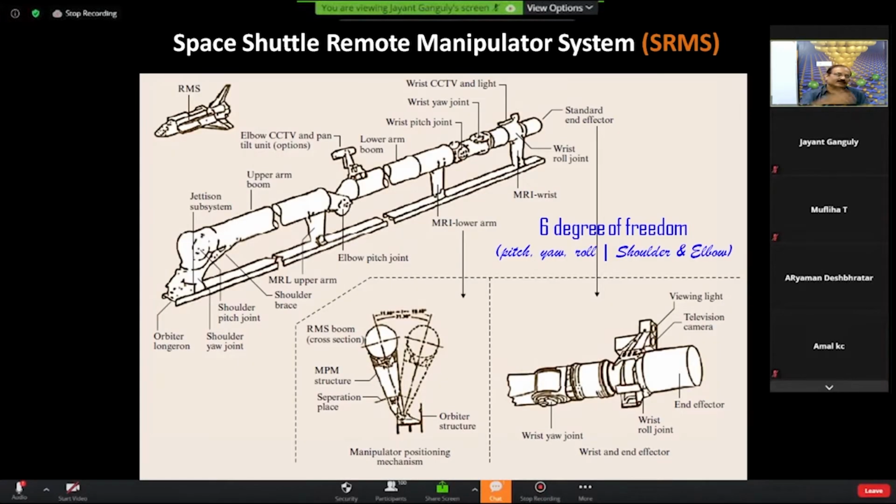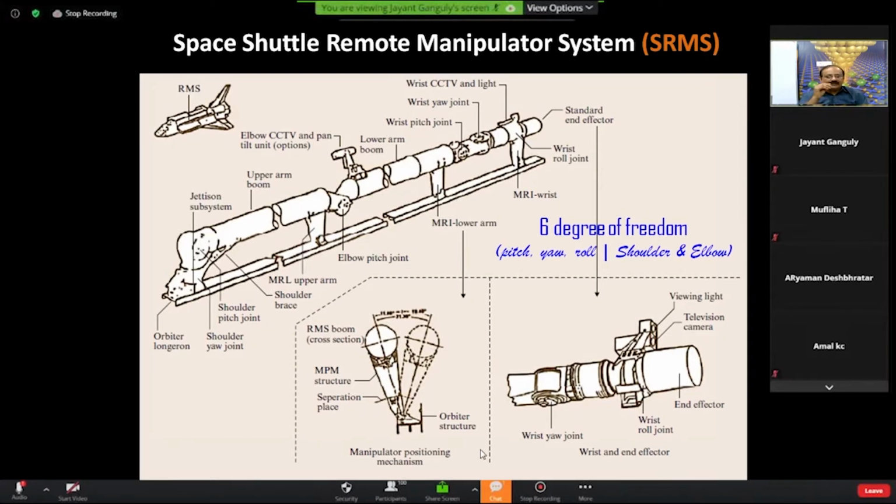Based on that basic principle which I have shown you as a toy model, we will see some of the actual robotic arms which were used, like the Space Shuttle Remote Manipulator System (SRMS). So you can see the design of that particular arm. It has two parts. One is called the shoulder arm, and the other the elbow.